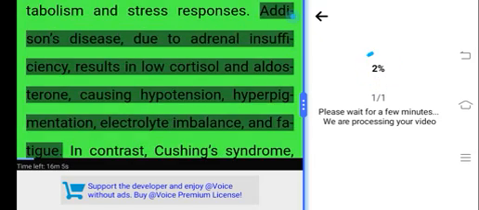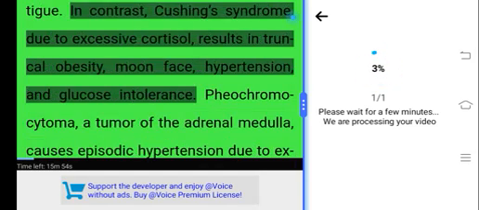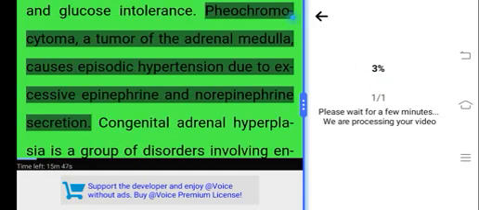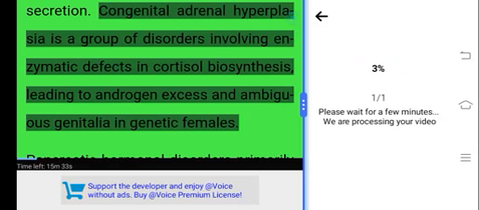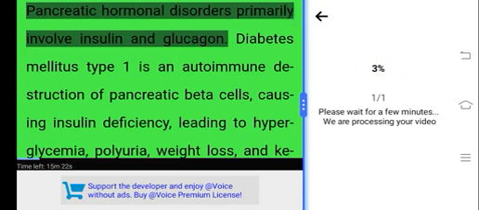Addison's disease, due to adrenal insufficiency, results in low cortisol and aldosterone, causing hypotension, hyperpigmentation, electrolyte imbalance, and fatigue. In contrast, Cushing's syndrome, due to excessive cortisol, results in truncal obesity, moon face, hypertension, and glucose intolerance. Pheochromocytoma, a tumor of the adrenal medulla, causes episodic hypertension due to excessive epinephrine and norepinephrine secretion. Congenital adrenal hyperplasia is a group of disorders involving enzymatic defects in cortisol biosynthesis, leading to androgen excess and ambiguous genitalia in genetic females.